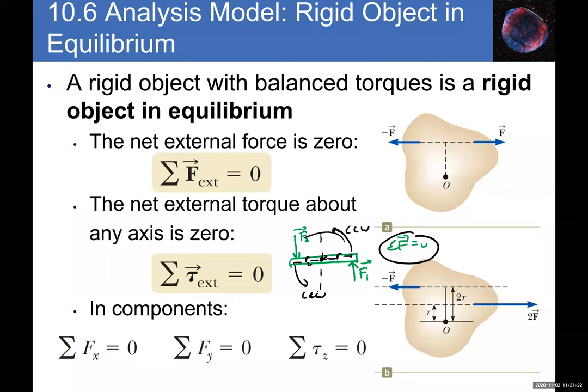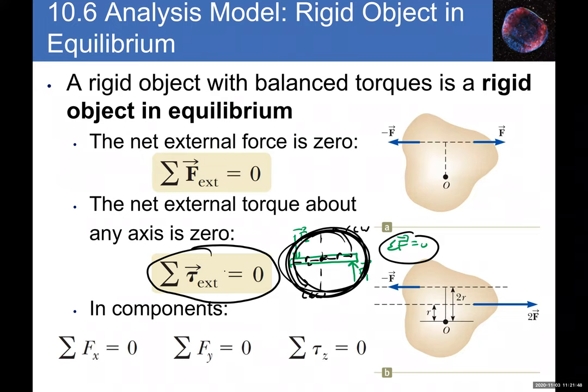And obviously, it's not in equilibrium anymore. In order for it to be in equilibrium, I need to also have a net torque of zero. And only in that case can I have complete static equilibrium. That means we have to deal with two equations, because we assume that it's a two-dimensional force problem rather than three-dimensional.